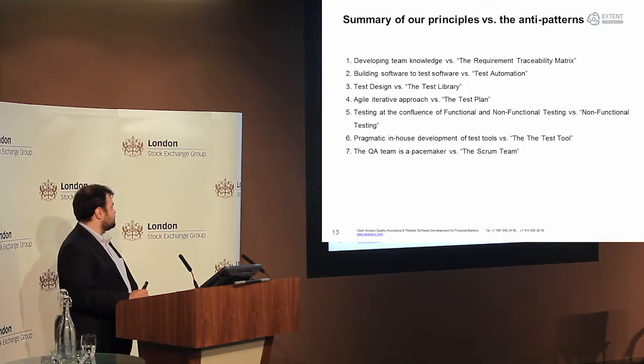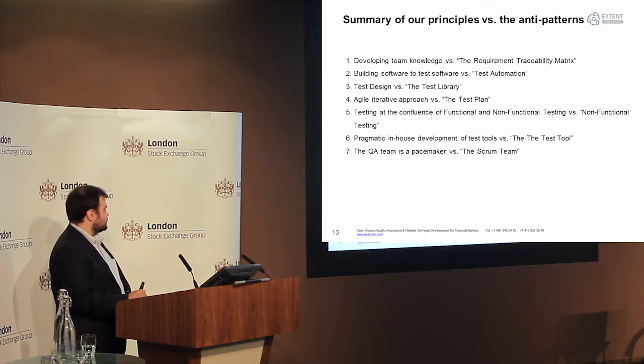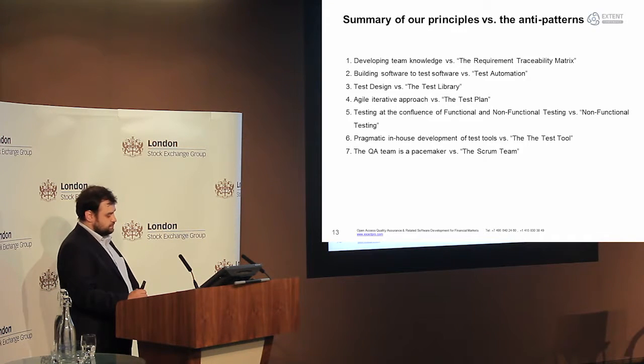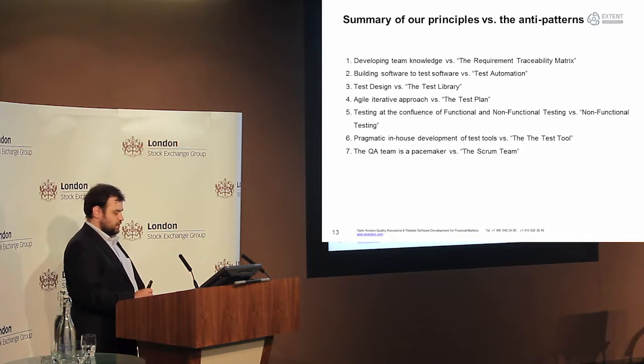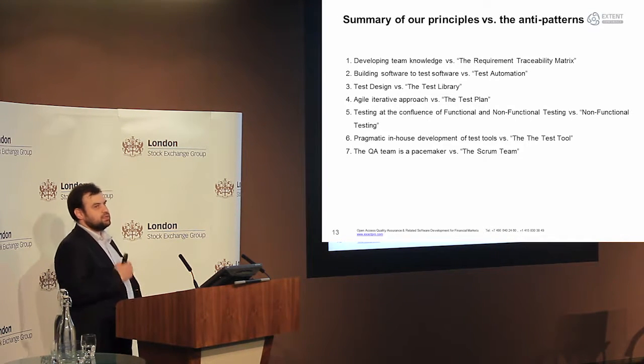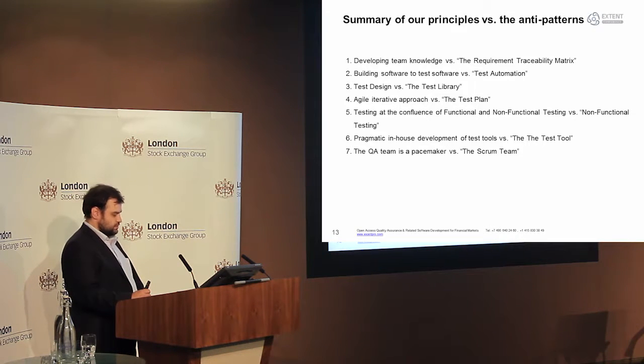The next principle is building software, test software versus test automation. We develop test tools for efficient regression, and we assume that there will be software changes in the systems that we are going to test. So we design our test tools carefully to make sure that these changes will not drive us to constant rebuilding our test tools.